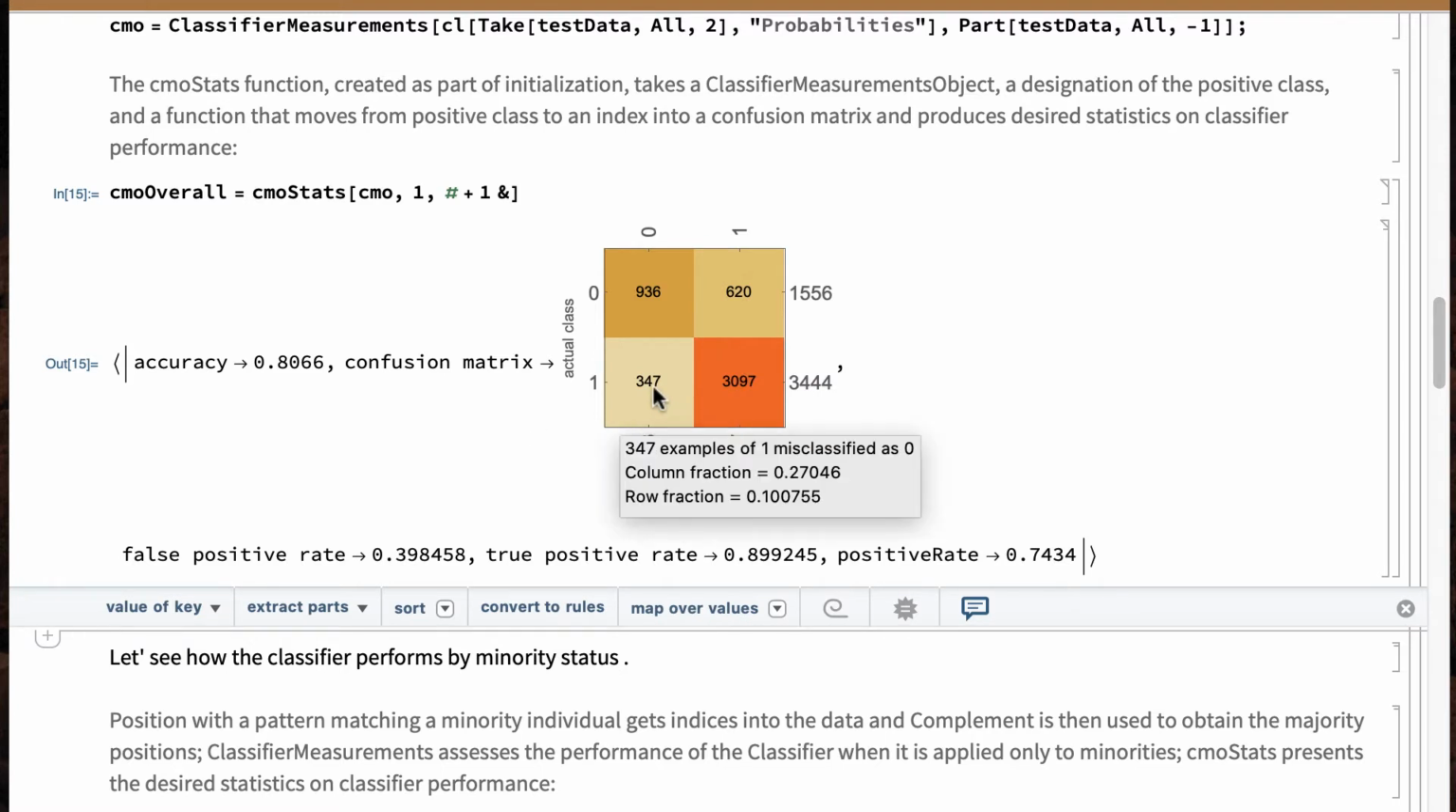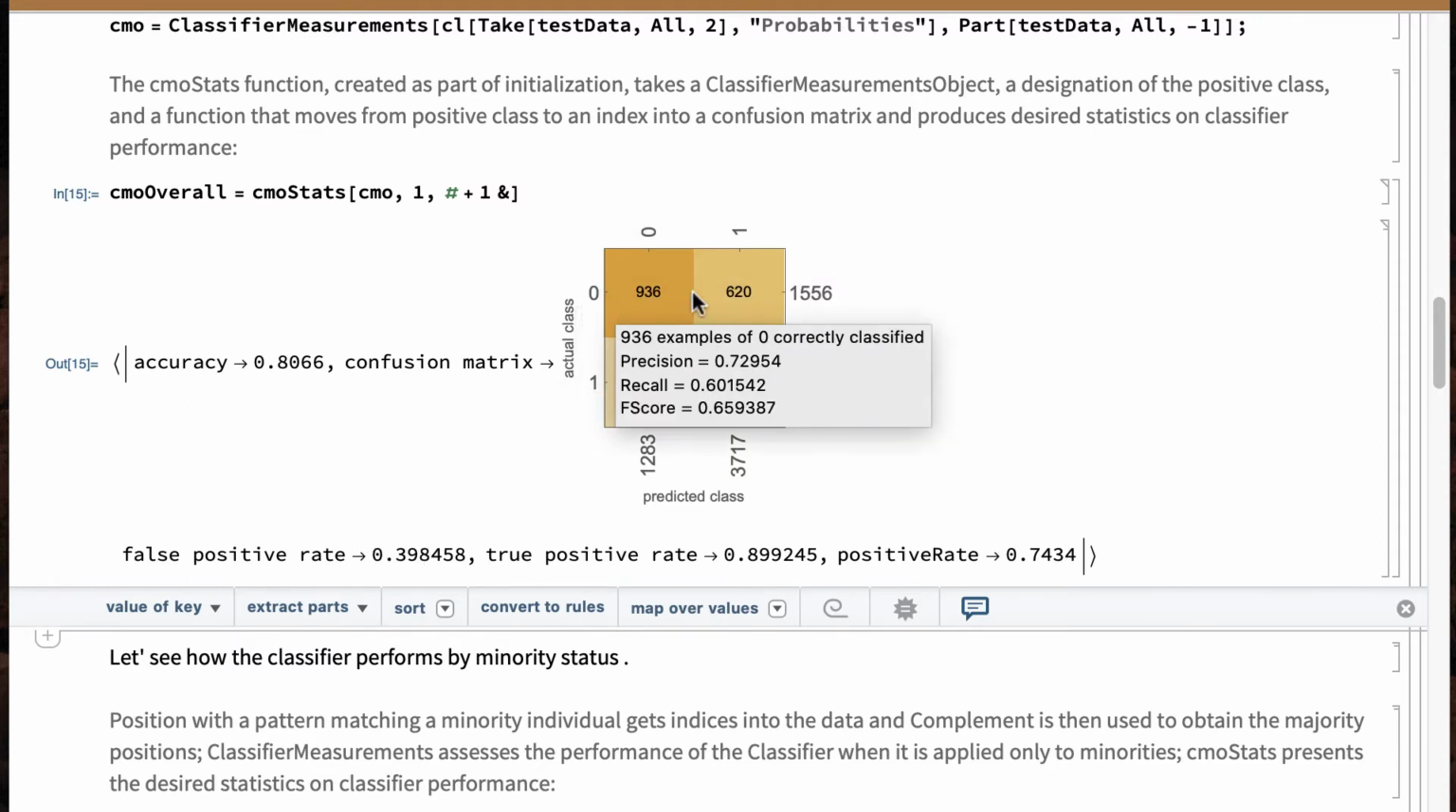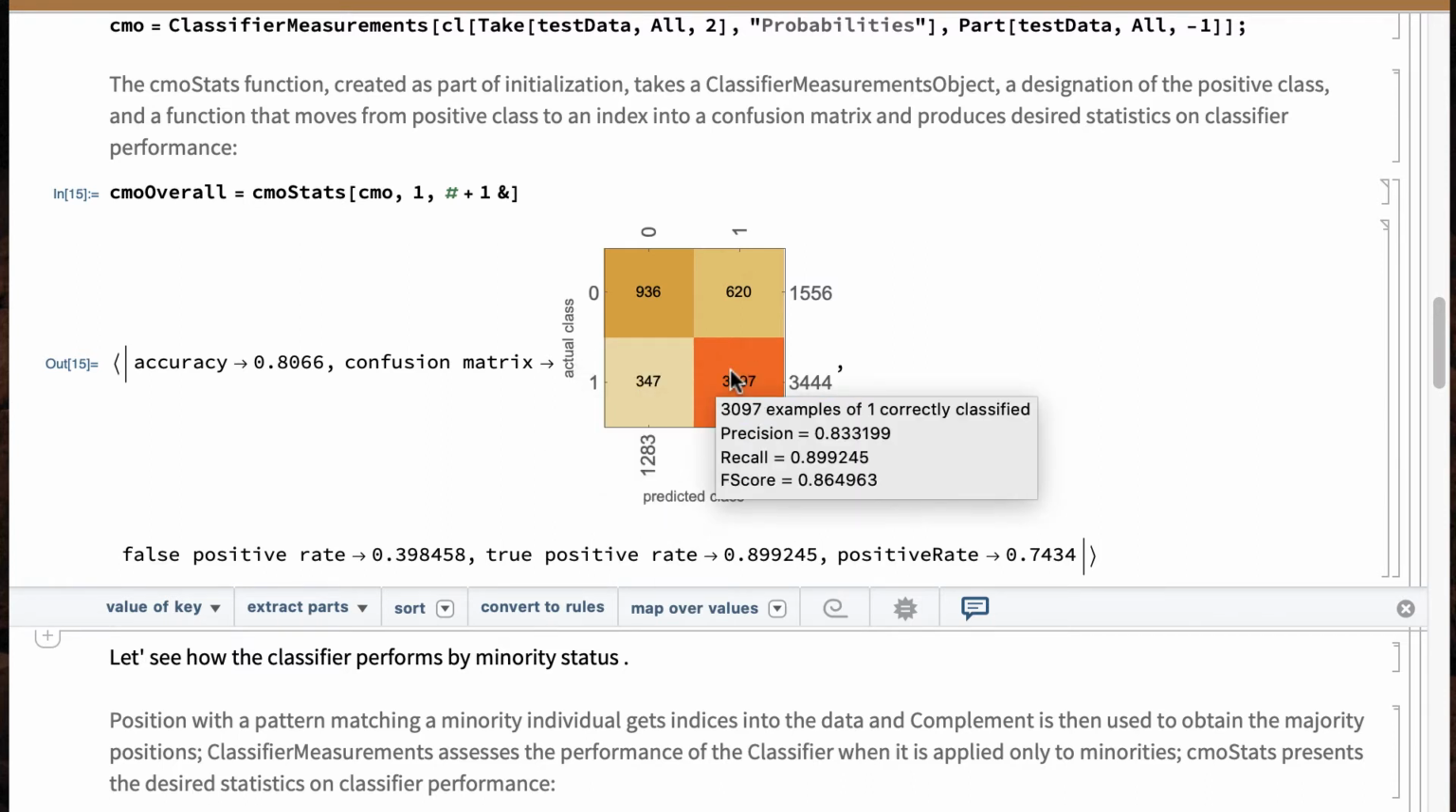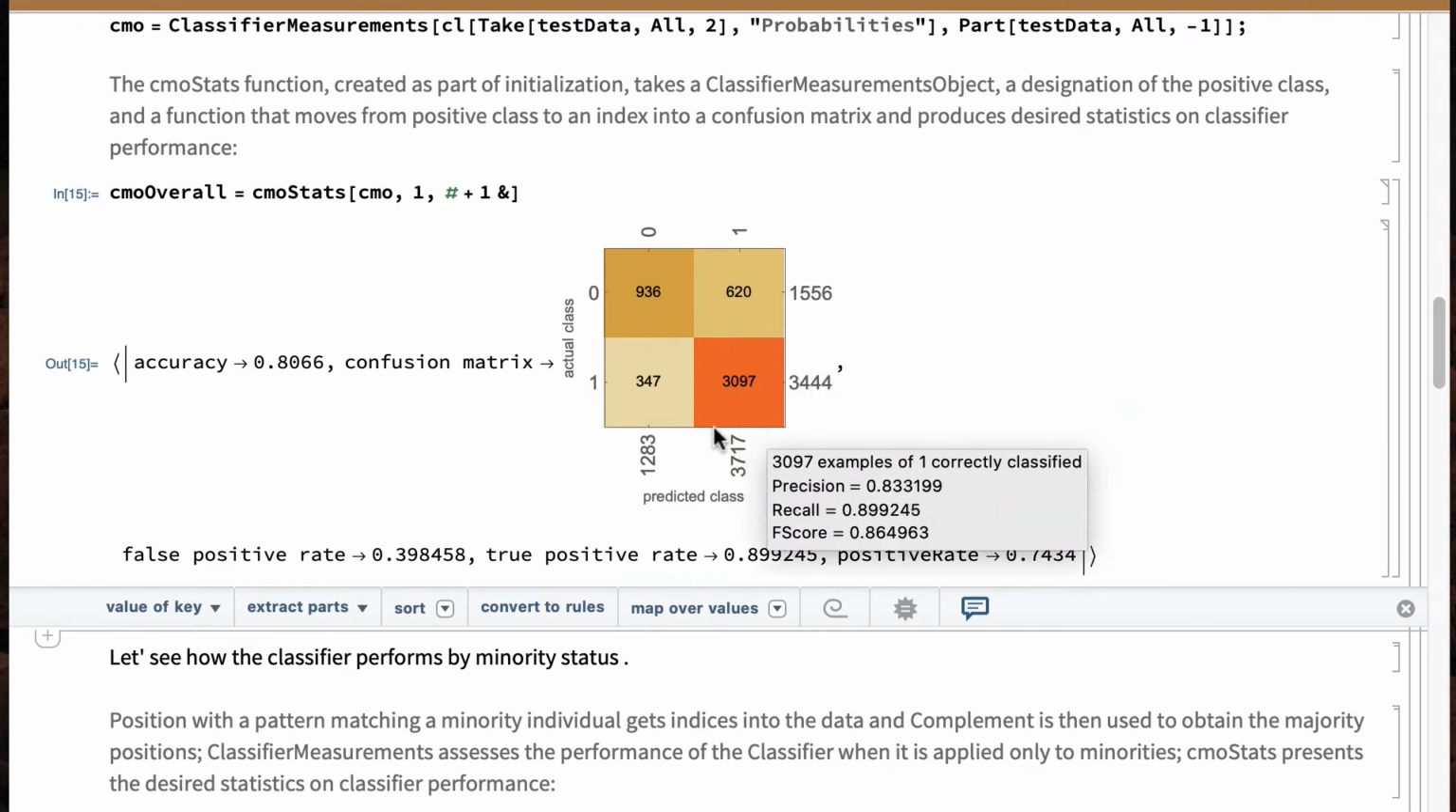And for example, this tells us that of people who actually would succeed on the job, 347 of them were classified as not likely to succeed. So our false positive rate is about 40%. Those are the people who aren't going to succeed, but our classifier thinks that they will. And our true positive rate is about 90%. Those are people who will succeed, and our classifier has correctly predicted that. The overall positive rate is about 74%. That's that 3717 figure divided by the 5,000 in the whole group.